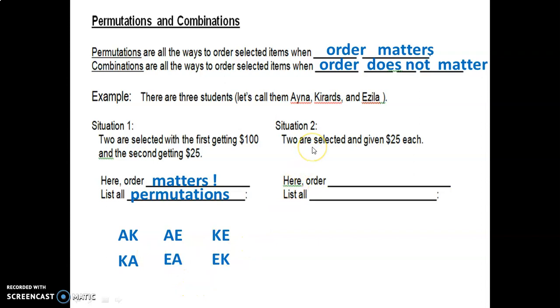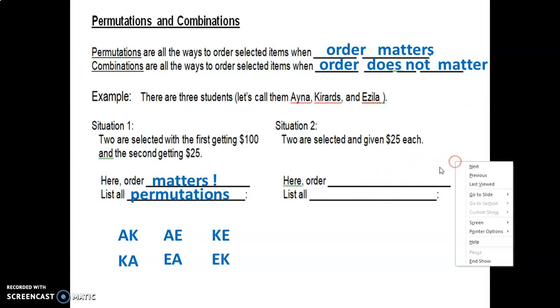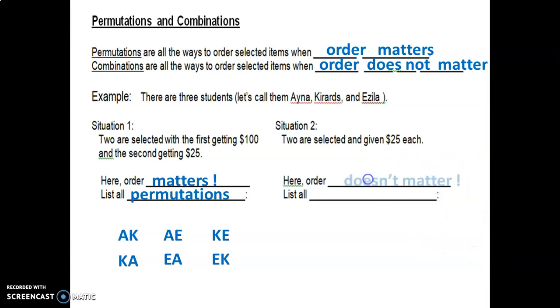Now, situation 2. There are 2 selected, again, but this time each is given $25 only. So now the order you select them in doesn't matter. It doesn't matter if you're first selected or second, you still get 25. So order is no longer important. So here, order doesn't matter. Therefore, we are going to list all the combinations. So when order doesn't matter, they're called combinations.